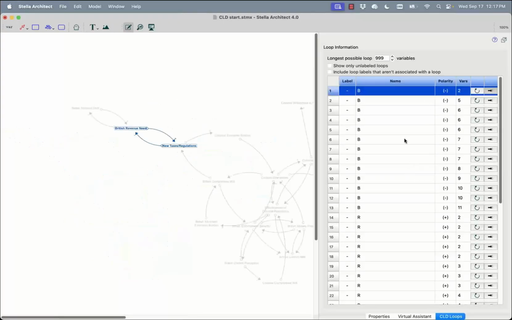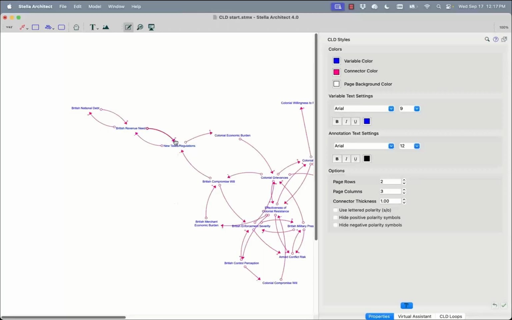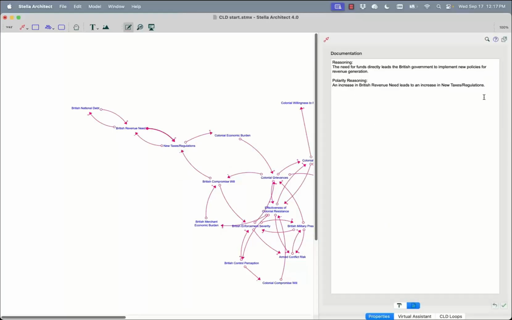for us, and we can begin to validate if any of them are useful and ones that we want to work with. Likewise, we can hover over any of the connectors and see that reasoning and polarity reasoning, and we can click on the connector and go into the documentation and see that information presented here. Likewise, if we had entered in our own documentation, the LLM would be able to have access to that and use it to make future suggestions.